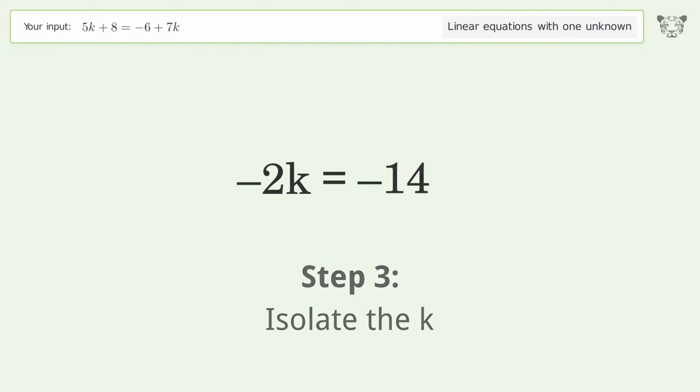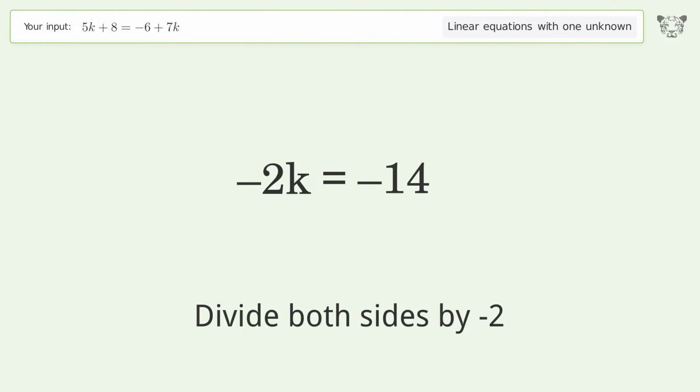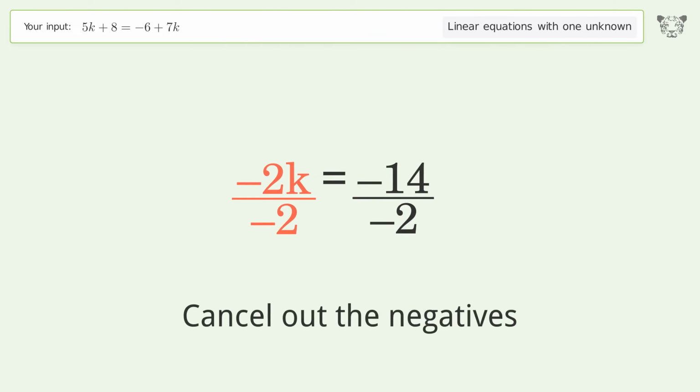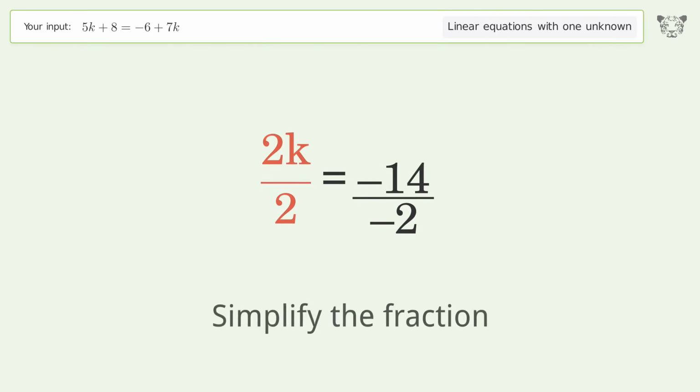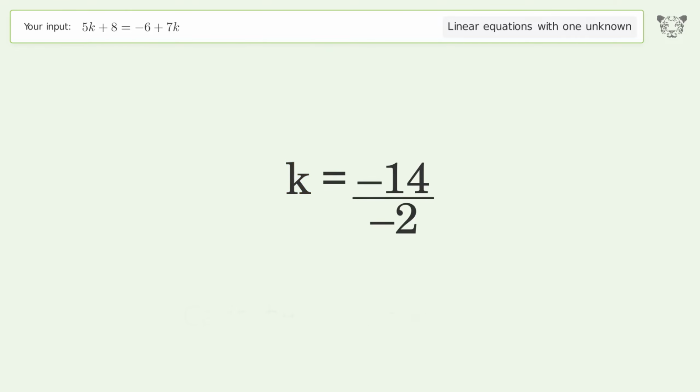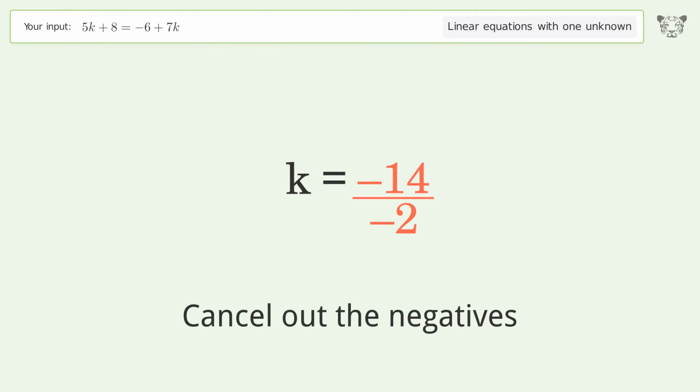Isolate the k. Divide both sides by -2. Cancel out the negatives. Simplify the fraction. Cancel out the negatives.